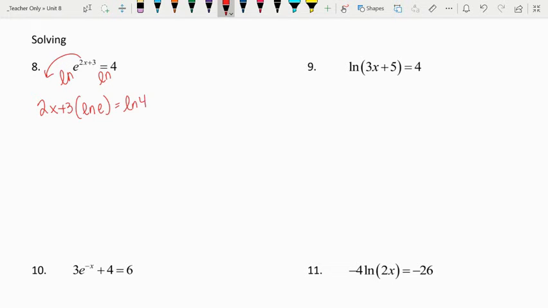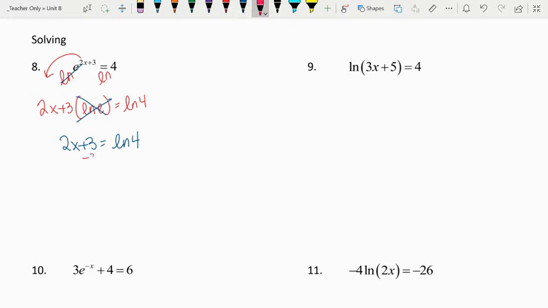4. Well, hopefully from before we realized that ln of e, if we type that in our calculator, we end up just getting 1, right? Because ln and e cancel. So you can automatically just cancel them if you want. So now we have 2x plus 3 equals ln of 4.